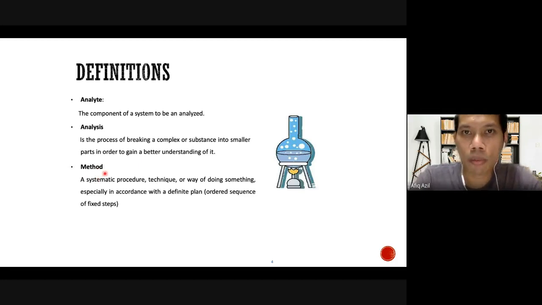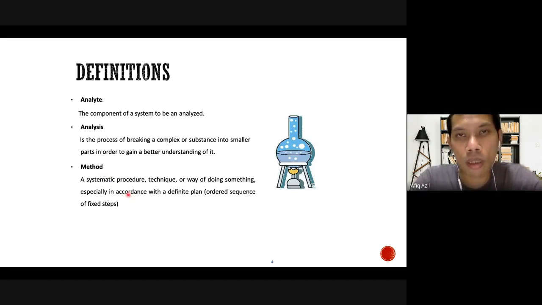So method is very important in analysis because you have to follow a certain method in order to obtain the results. So let's say the method has been stated as so and so by your previous colleague, for example, if you go work in an industry. So you must follow from step 1 until step number 10, for example. You cannot simply jump. Okay, let's say you want to do step number 3 first and then go back to number 2. So you must follow accordingly.